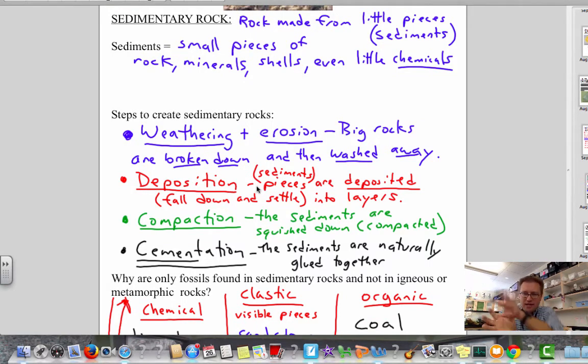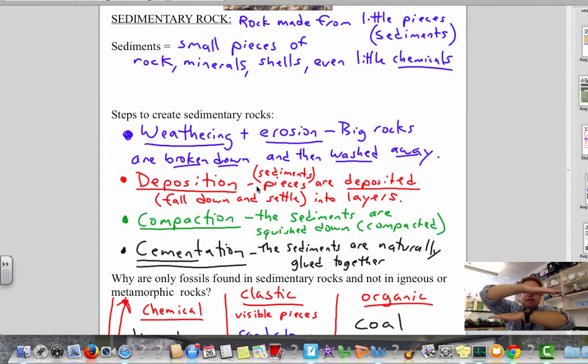First, there is weathering and erosion. Bigger rocks are broken down, weathering, and then they're washed away. When they're washed away into rivers, they then sort of settle down and are deposited on the bottom of a lake or the bottom of the river or the bottom of the ocean. They're deposited in layers, the oldest layers being on the bottom. Younger layers are falling on top.